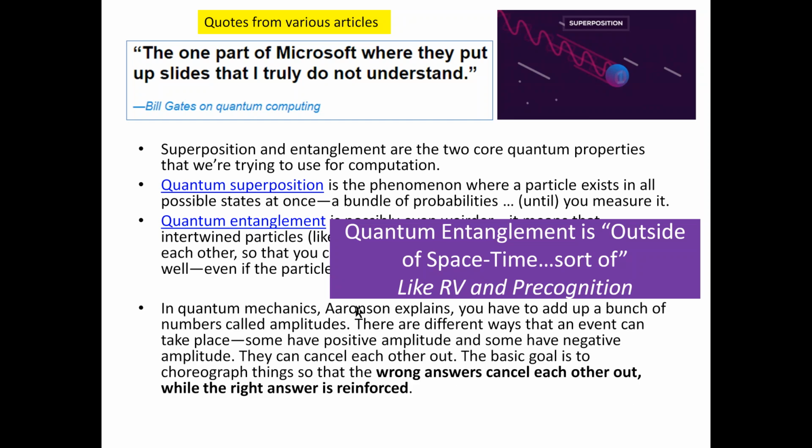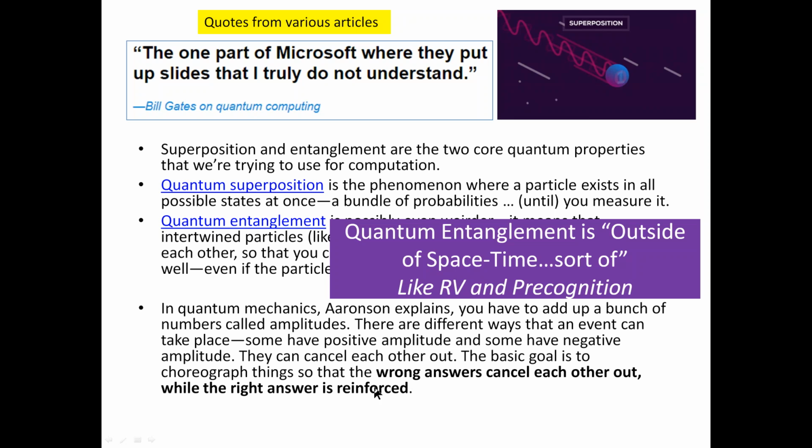Got to get that. Now, there's this guy Aronson who I'm quite impressed with. Let me read you what he said here. In quantum mechanics, Aronson explains, you have to add up a bunch of numbers called amplitudes. These amplitudes all have to do with various probabilities, this bundle of probabilities. There are different ways that an event can take place. Some have positive amplitude, some have negative amplitude. They can cancel each other out. Here's the key line: the basic goal is to choreograph things so that the wrong answers cancel each other out while the right answers reinforce.